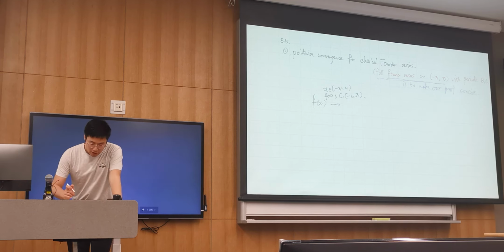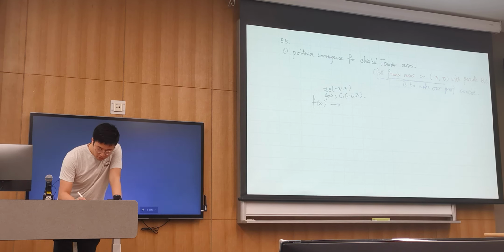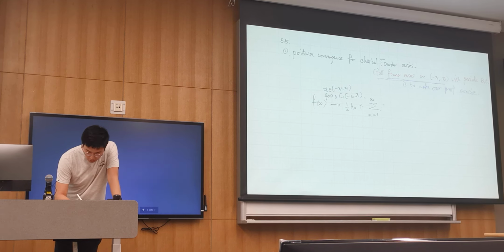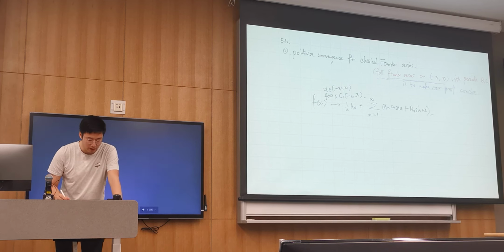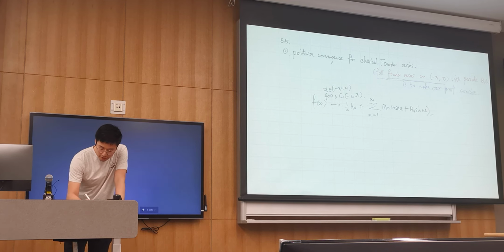Okay. So the Fourier series for f(x) is something like 1/2 a0, and then plus the sum from n equals 1 to infinity of an cosine nx, and then plus bn sine nx. Okay? And our goal is to show that for any choice, okay?